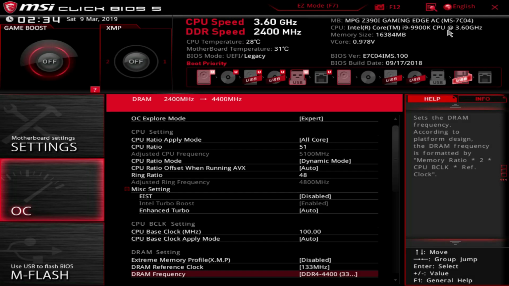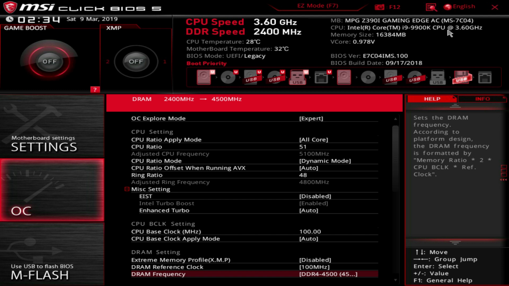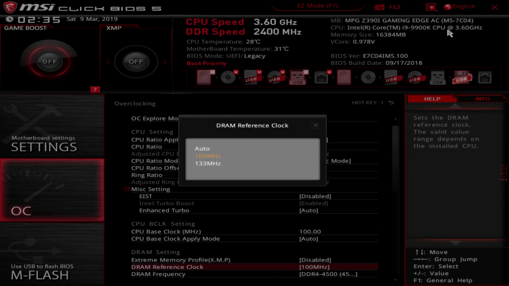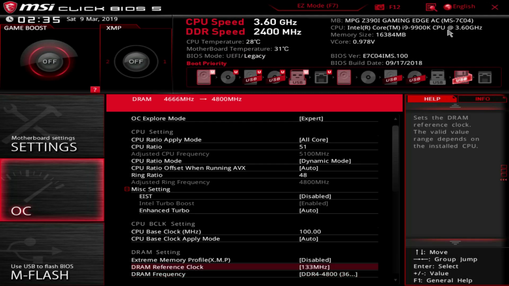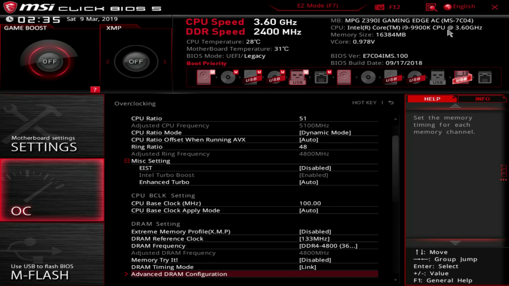So 4400 is stable. 4533 is a nice stable ratio. 4666 is a nice stable ratio. 100 megahertz, 4500, not a nice stable ratio. I've had a board where 4500 doesn't work. 4533 does. 4400 does. 4500 doesn't, just because 4500 is on the 100 megahertz reference clock instead of the 133. So 133 is generally better for high frequencies. And speaking of high frequencies, this board is really good at going really fast, and at relatively loose timings.